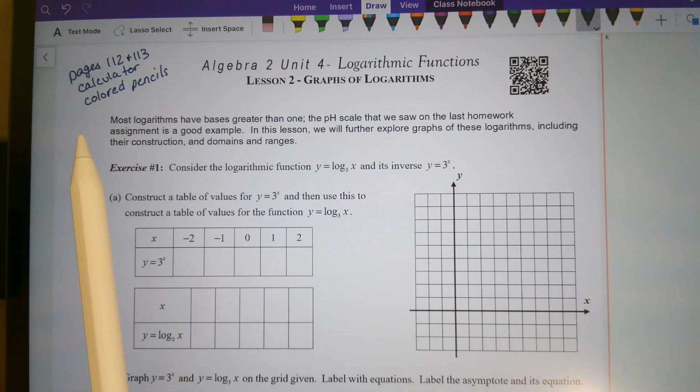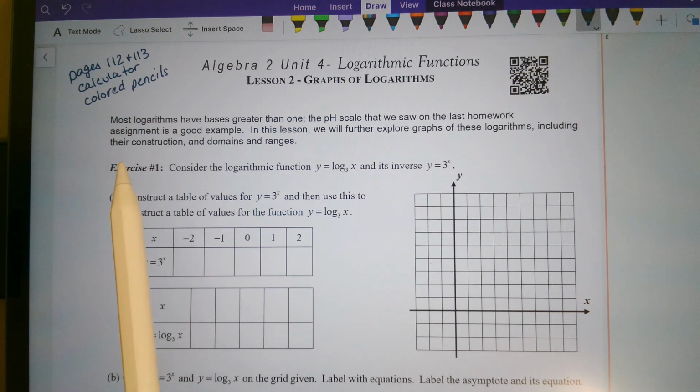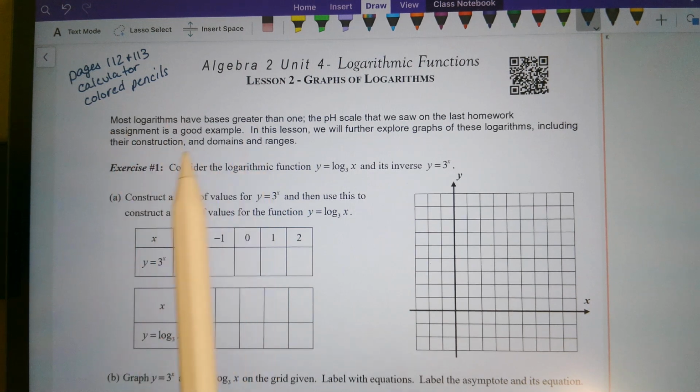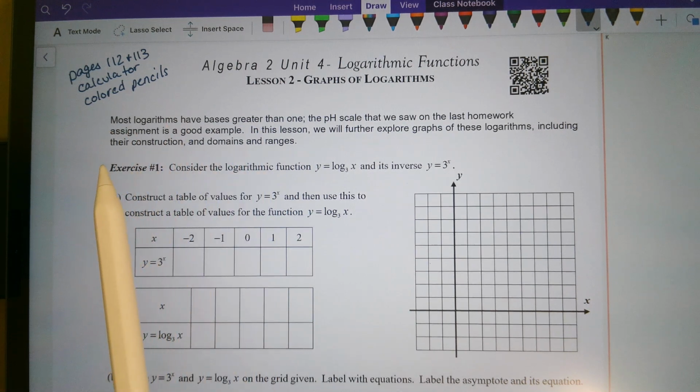On pages 112 and 113 of our textbook. We're looking at graphs of logarithms today. You want to have your calculator and some colored pencils.